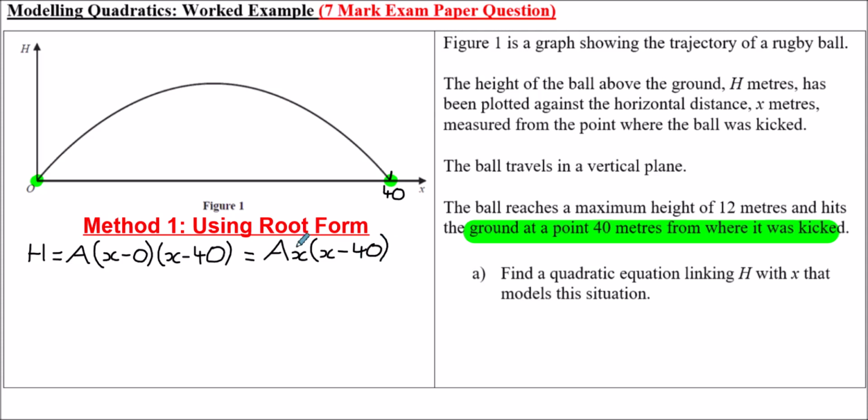We need to know something else to work out what this capital A is. And we can do that, luckily, because we're also told that this ball reaches a maximum height of 12 metres. Remember, for any quadratic function, if we know the roots, the turning point is always halfway in between the roots. And so the maximum of this ball will happen halfway between 0 and 40 by the symmetry of the parabola. And so the maximum height will be when x is 20.